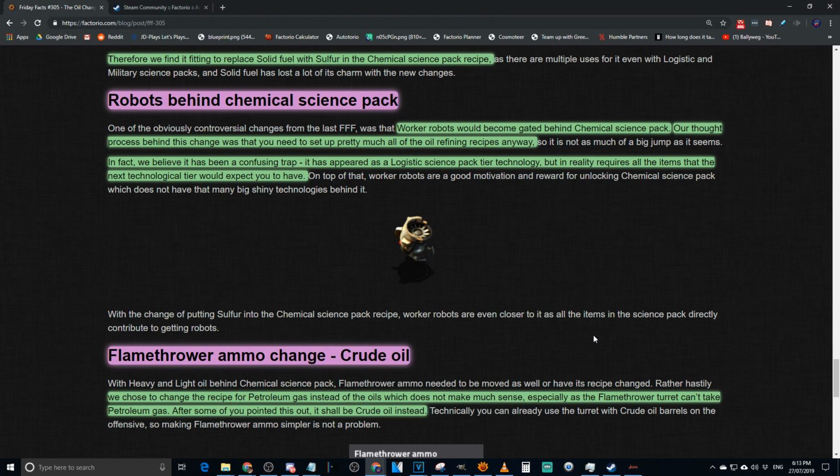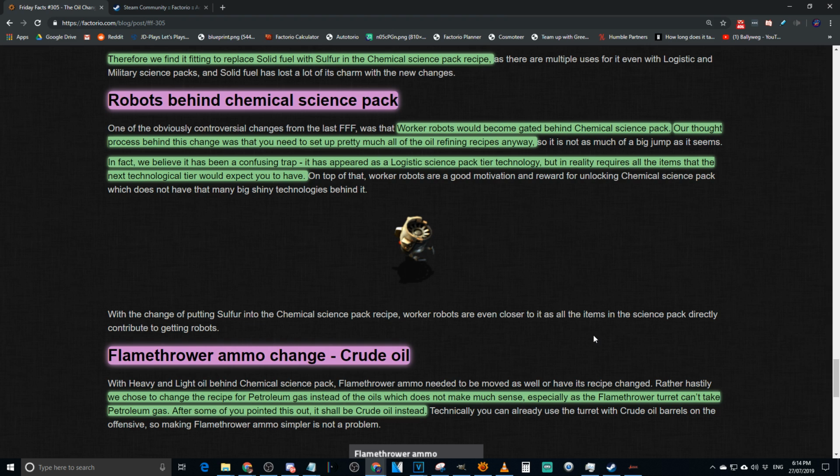Yeah. So they believe that robots, because they actually show up in red-green science, but technically you need everything from chemical science already done anyway to actually unlock them. It should be in that part of the tech tree already, which again I agree with.